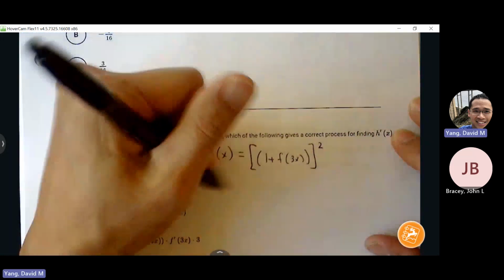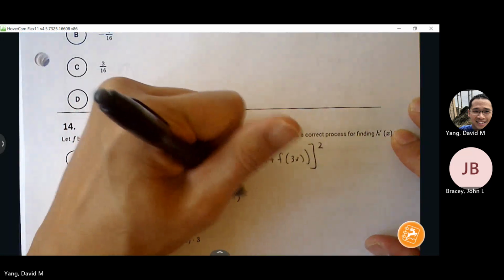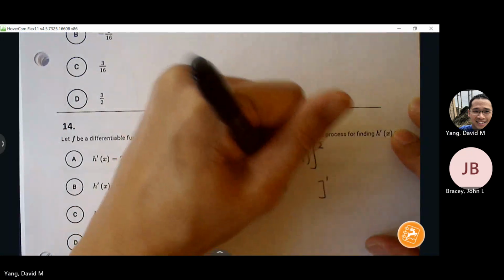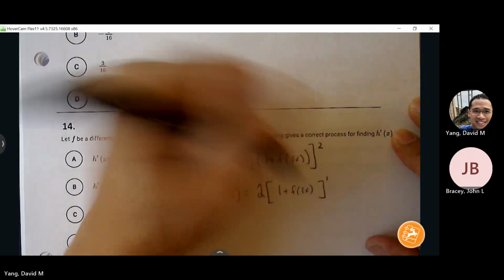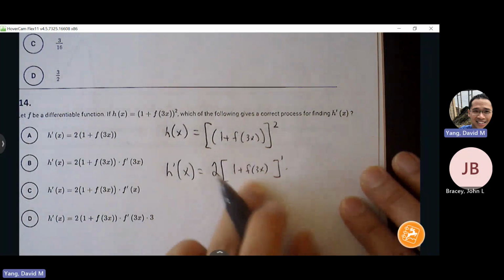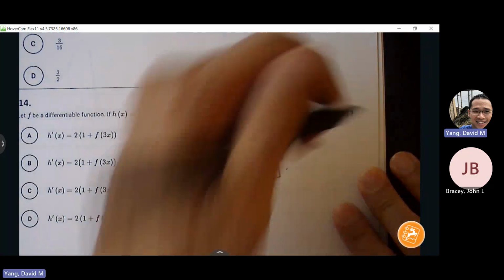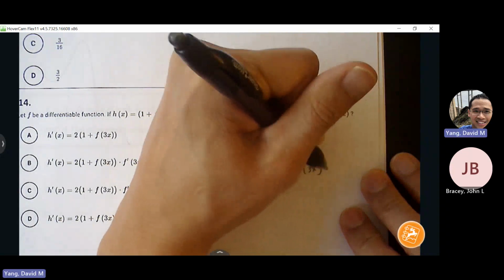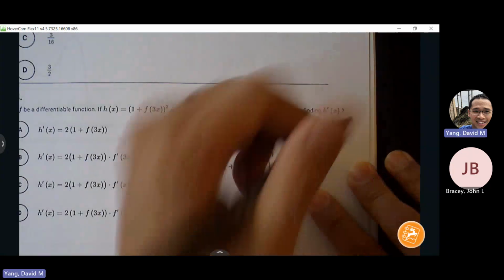So outside's derivative, h prime, is the 2 bracket to the first power, multiplied by the inside portion's derivative. So 1 goes to 0, f of 3x becomes f prime of 3x. And finally, the innermost portion, 3x becomes 3.